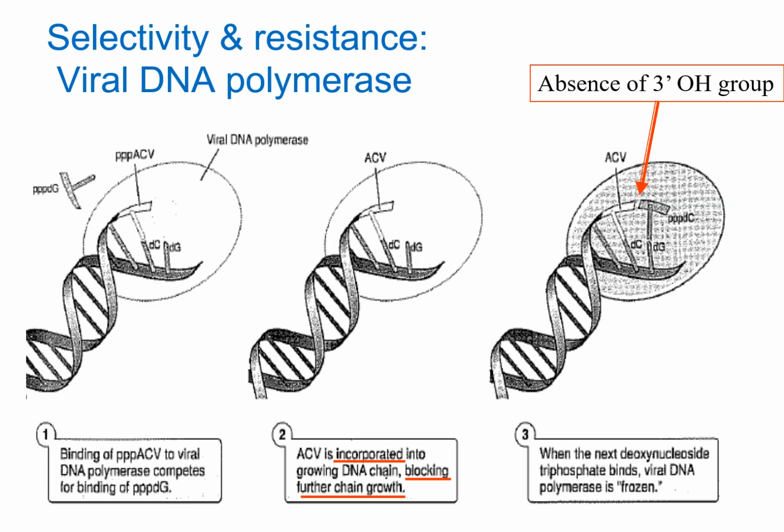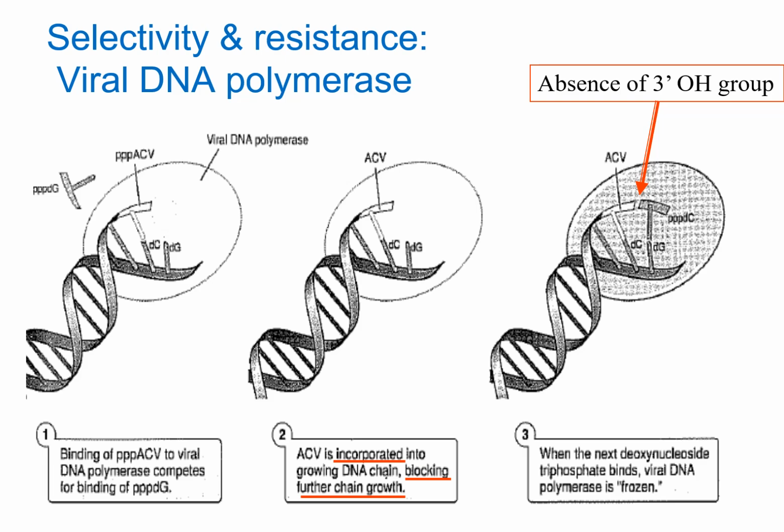How does it work? We already agreed that it's a nucleoside analog and it inhibits viral DNA polymerase. Note the title here, it is selectivity and resistance. Selectivity, it turns out that it is more selective to the viral DNA polymerase. Resistance, one of the mechanisms of resistance of the virus to those drugs is by having a mutation in the DNA polymerase, and hence it is not fooled, if you want, by those nucleoside analogs.